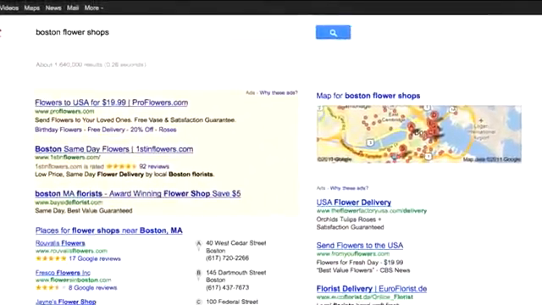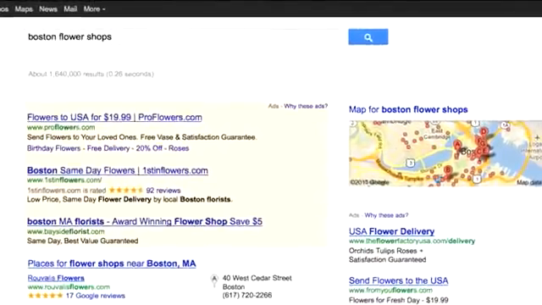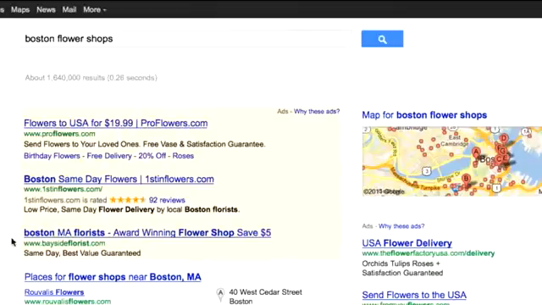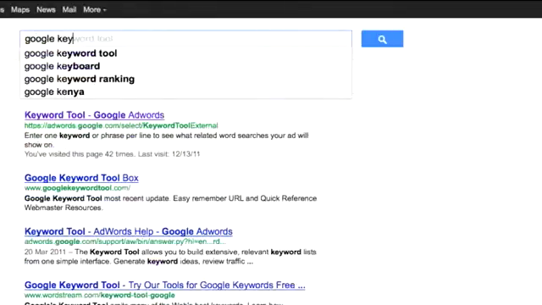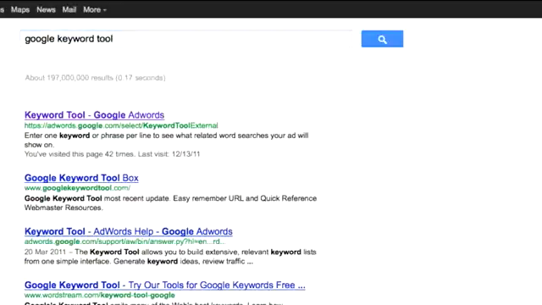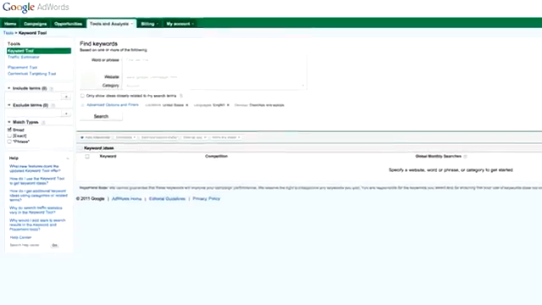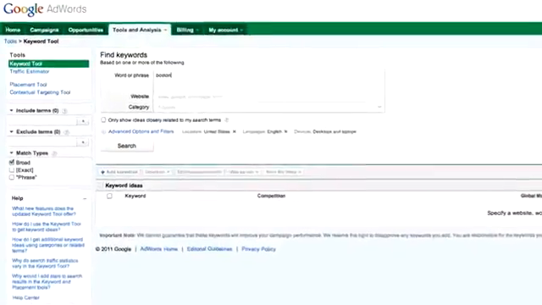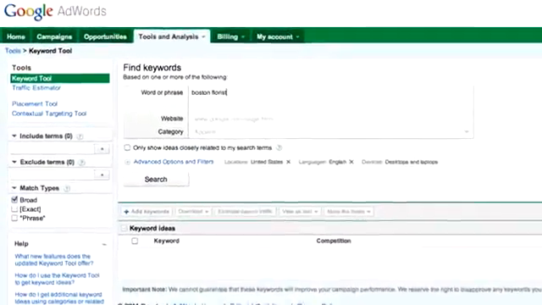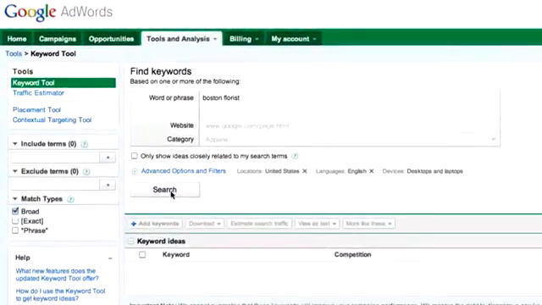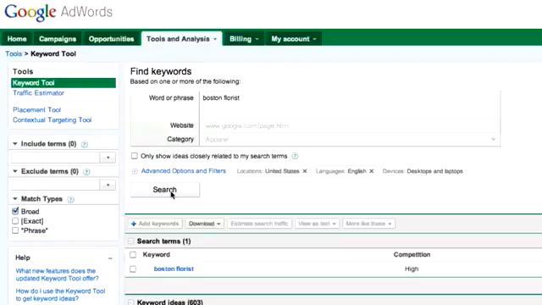This is where the Google AdWords keyword tool is so vital for the next step. With this keyword tool, in fact, to find it, let's Google it. Okay, here we are at the opening interface of Google AdWords. Let's say we're this florist in Boston. So let's start with the words Boston florist. Now let's look at what Google tells us.